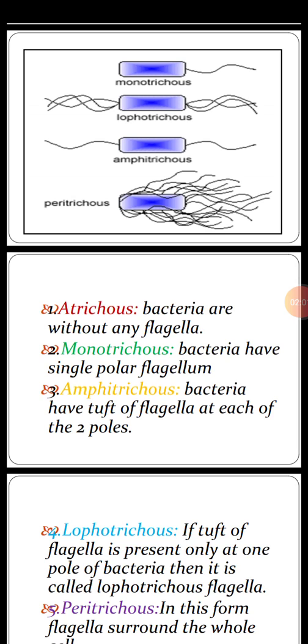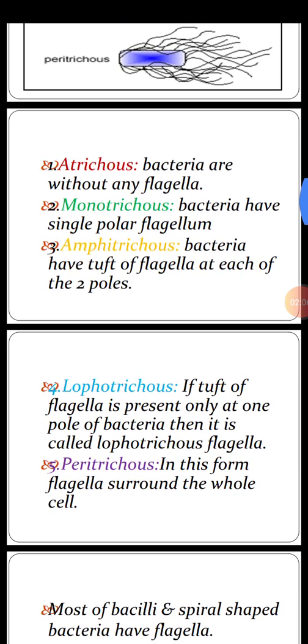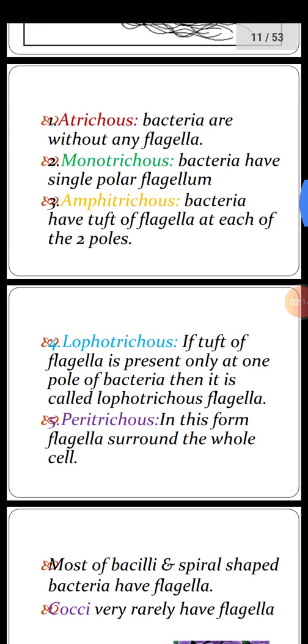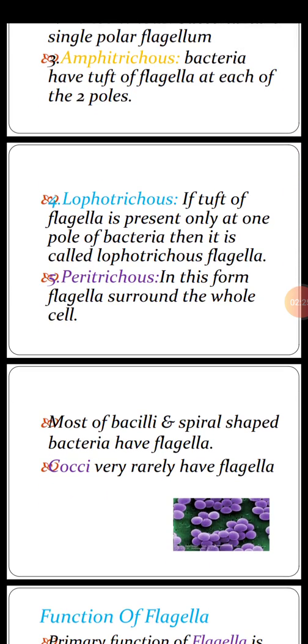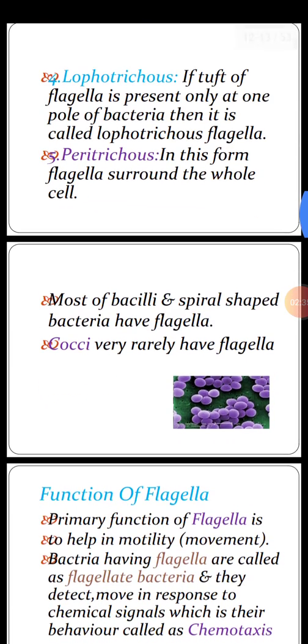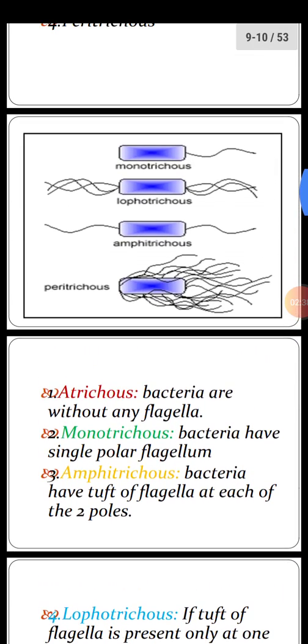Atrichous: A means not having. Bacteria are without any flagella. Monotrichous: mono means one. Bacteria have a single flagellum present at one pole. Next is Amphitrichous. Bacteria have a tuft, a cluster of flagella, at each of the two poles. Lophotrichous: if a tuft or cluster of flagella is present only at one pole of the bacteria, it is called Lophotrichous. And Peritrichous: in this form, flagella surround the whole bacterial cell, as in the picture.